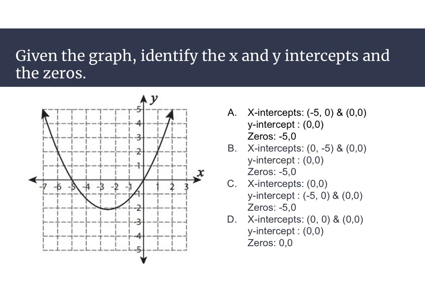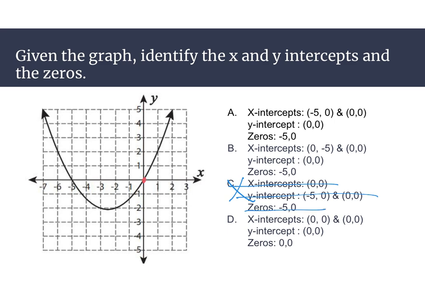Now you try. Given the graph, identify the x and y intercepts and the zeros. Okay, so my very first thing to do is, because I have multiple choice, I'm going to eliminate a possible choice. C would not work because I see on my graph that it's passing through the x-axis 2 times. So that means I need to have 2 x-intercepts, and C only has 1 as a possibility. So that cannot be the answer.